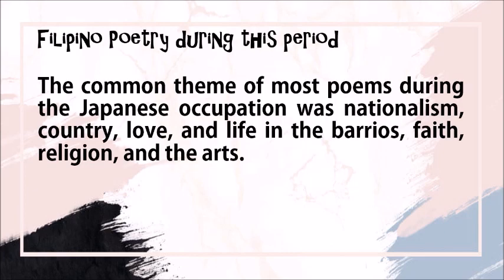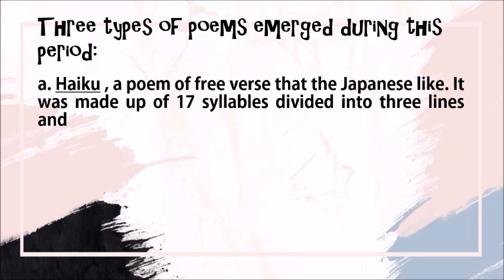Filipino poetry during this period: the common themes of most poems during the Japanese occupation were nationalism, country, love, and life in the various faith, religion, and the arts. During this time, it formed three types of poem. Number one is the haiku. Haiku is known as a poem of free verse that the Japanese like. It was made up of 7 syllables divided into 3 lines.